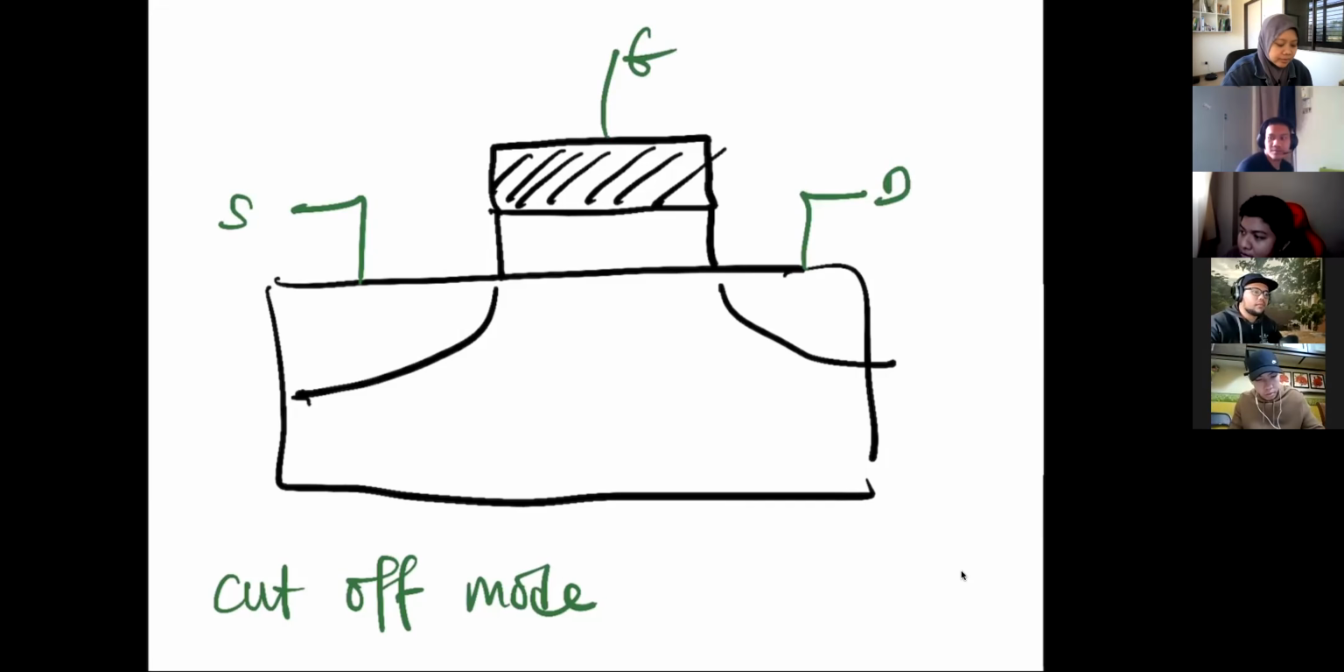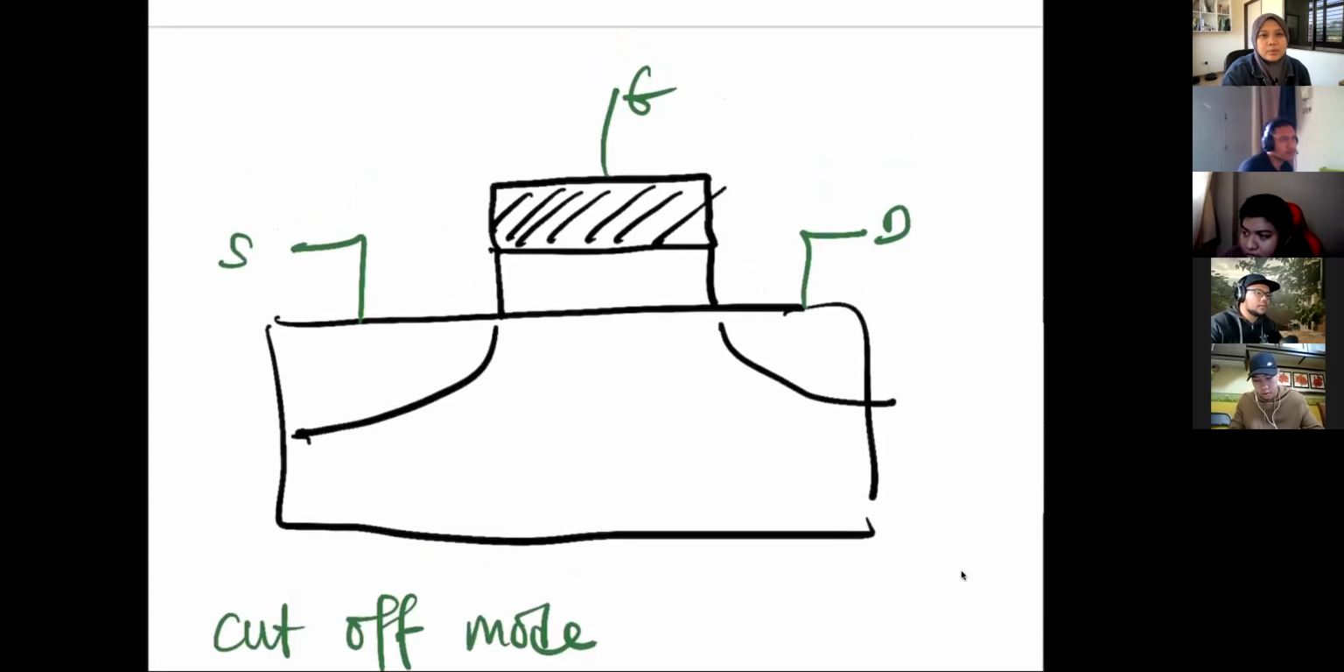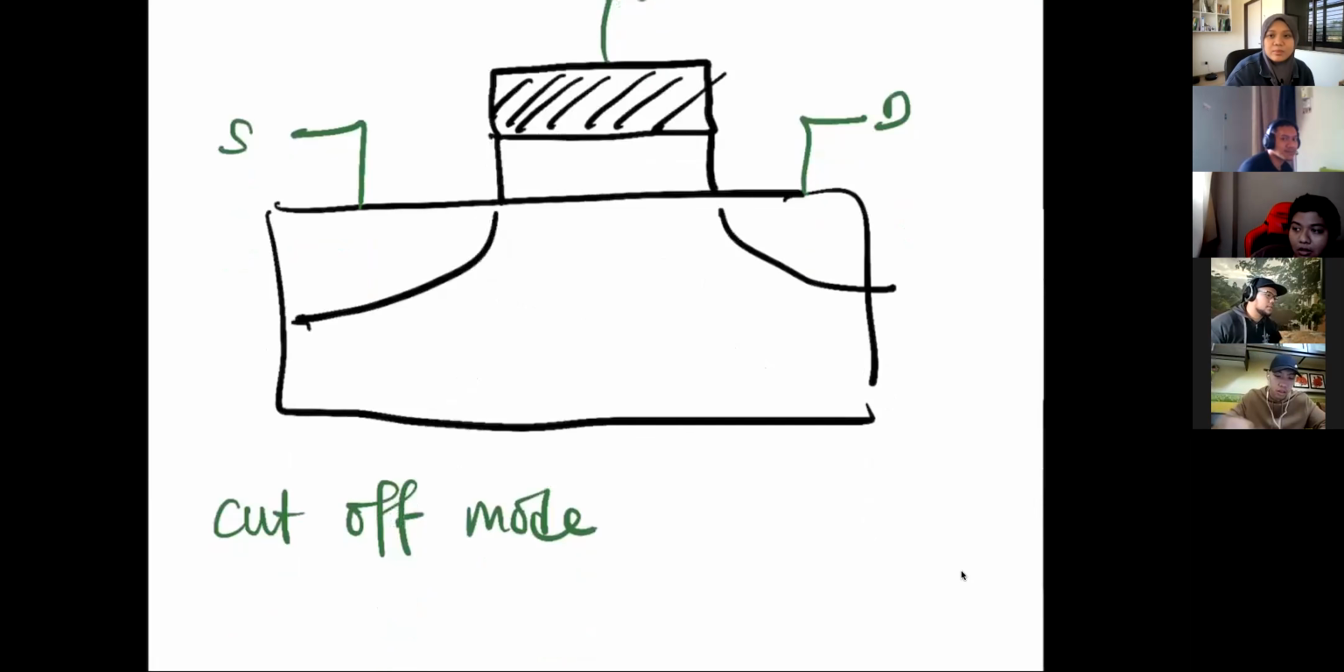VGS equals to 0. Is that right? VGS is lower than threshold voltage. That is more accurate. If VGS is 0, yes, it will be in cut-off mode, but even if VGS has a voltage which is not 0, if it's less than the threshold voltage, it will still be in the cut-off mode. Cut-off mode means there's no current. So cut-off mode means ID equals to 0.